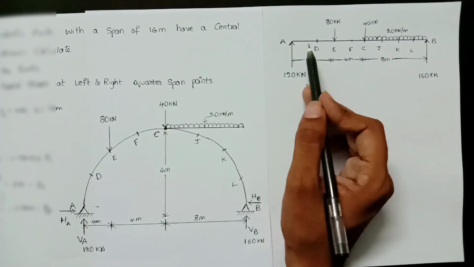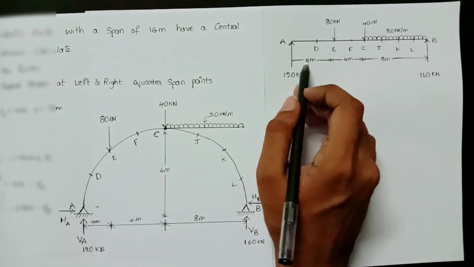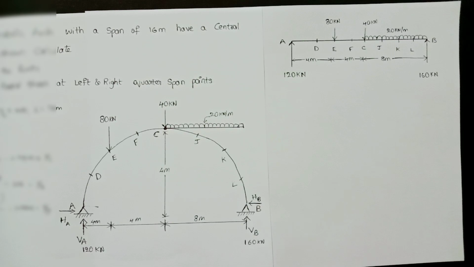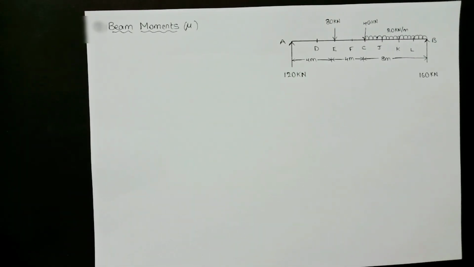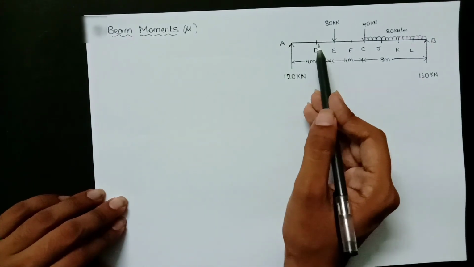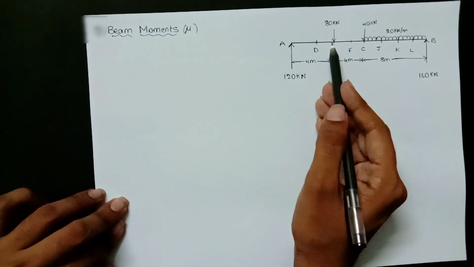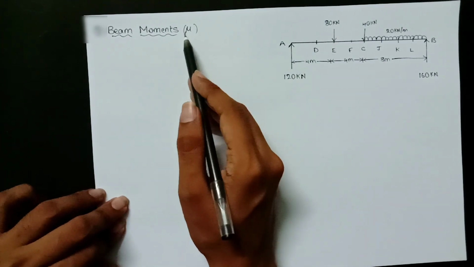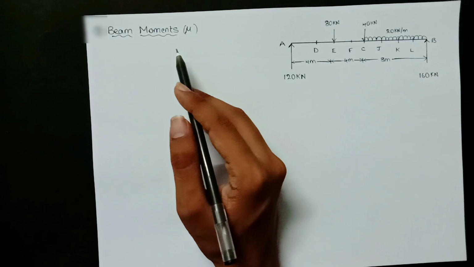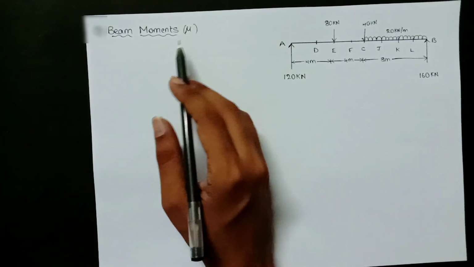We know that moment is the product of force and perpendicular distance. So we have to multiply the force with the perpendicular distance. I am denoting the beam moments as mu. For example, if I am calculating the moment at D, I will take mu D. If I am calculating at E, it is mu E. You can use any other letter as per your convenience. I am taking mu as the symbol for beam moments.